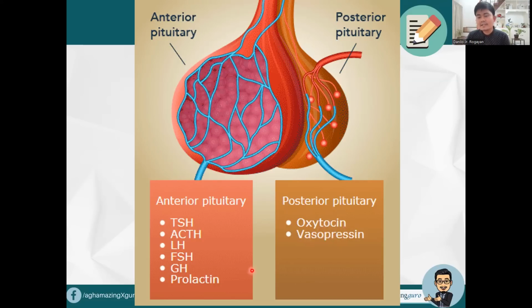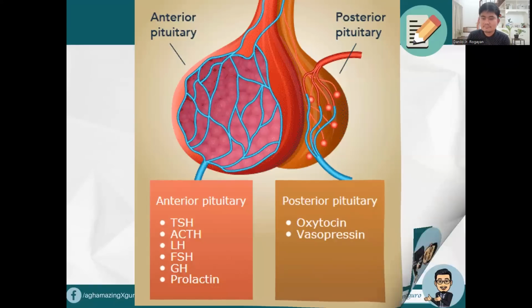The rest are included in the anterior pituitary. You have your TSH, ACTH, LH, luteinizing hormone, FSH, GH, and prolactin. So prolactin is something related to the milk production.